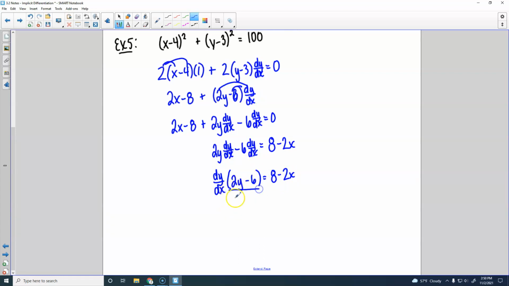And then, last step, we divide by the 2y minus 6. So dy/dx equals (8 minus 2x) over (2y minus 6). And they probably will, because every single number there is divisible by 2, they'll probably reduce it to (4 minus x) over (y minus 3). You can only do that if every number is divisible there.